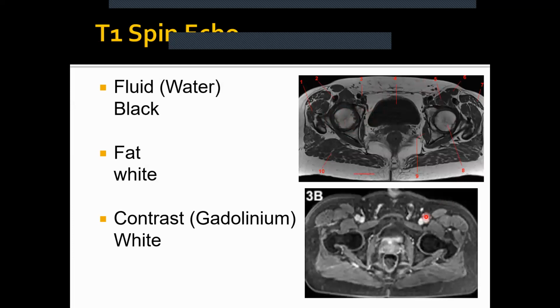Now in the second image, which is on a different section, what's happened is that they've taken this T1 weighted image and removed the fat afterwards. The second thing they've done is inject a gadolinium contrast, and that makes these blood vessels appear white.